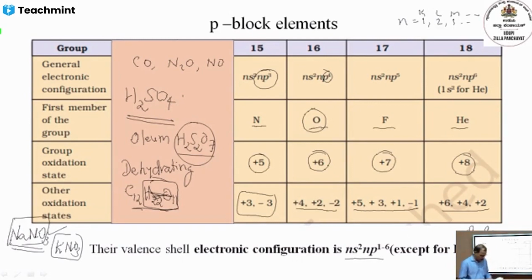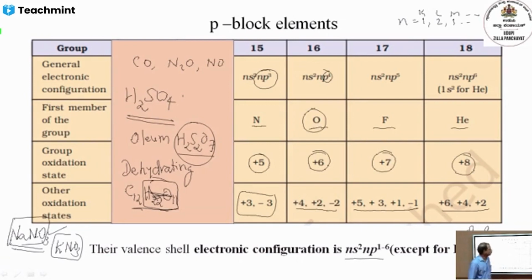And the next one is the halogens. Coming to the halogens, they are salt producers, as I already mentioned. That is fluorine, chlorine, bromine, iodine. Out of that, fluorine and chlorine are gases, bromine is a liquid, and iodine is a solid. So that's the variation of the physical properties.